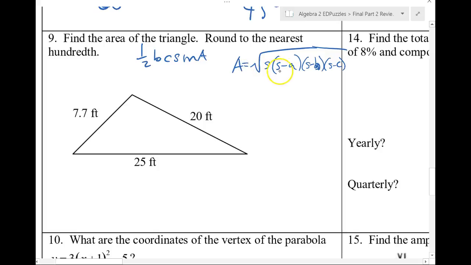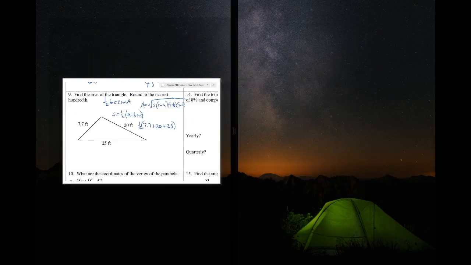But we need to first find the S to plug in. And the S is basically half of the perimeter. So what you do is you add up all the sides, A plus B plus C, and then multiply times 1/2. So really what you do is just do 7.7 plus 20 plus 25, and then multiply all that times 1/2. So let's do it on the calculator.